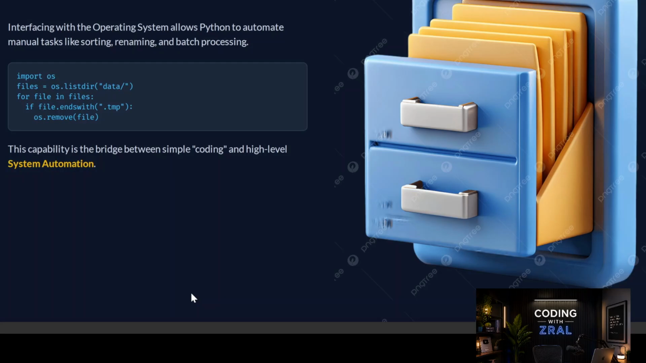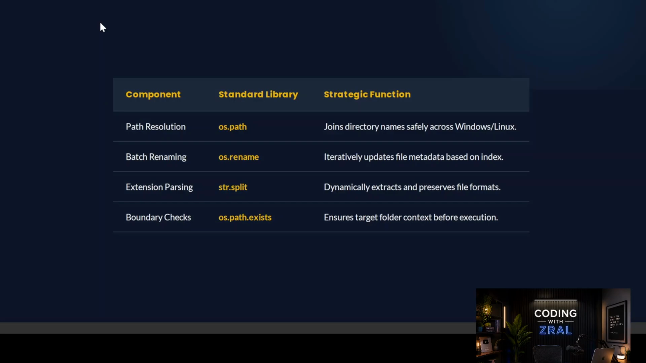Now we have system file manipulation. In Python, one thing you need to learn is file manipulation and file handling: writing a file, reading a file, and exception handling. Interfacing with an operating system allows Python to automate manual tasks like sorting, renaming, and batch processing. This is an example of code used to remove files. The capability is the bridge between simple coding and high-level system automation.